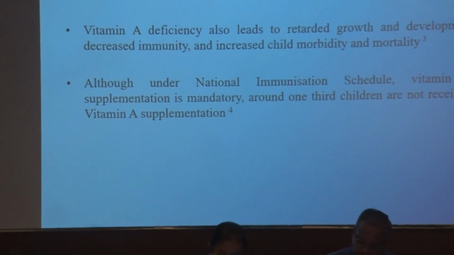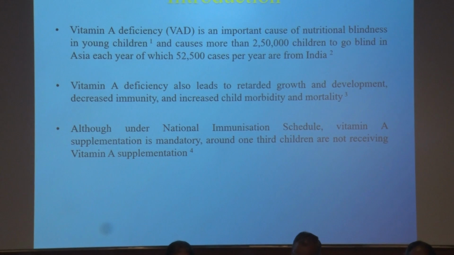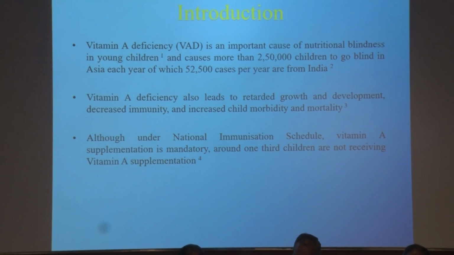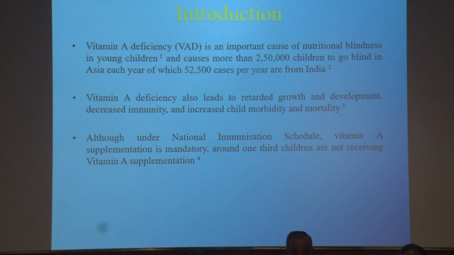On introduction, vitamin A deficiency is an important cause of nutritional blindness in young children and causes more than 250,000 children to go blind in Asia each year, of which 52,500 cases per year are from India. Vitamin A deficiency also leads to retarded growth and development, decreased immunity, and increased child morbidity and mortality. Although vitamin A supplementation is mandatory on the national immunization schedule, around 1/3 of children are not receiving the required dose.